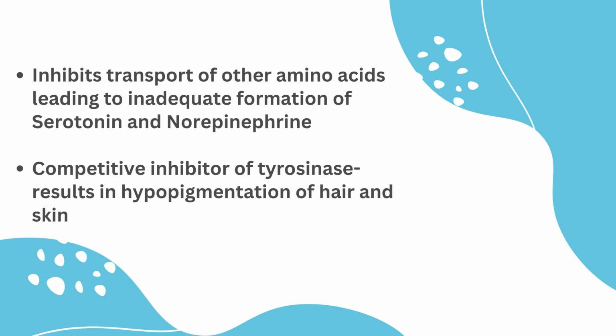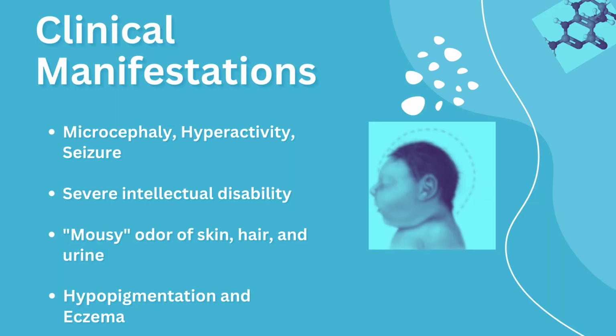hair and skin. Untreated children with classic phenylketonuria are normal at birth but fail to attain early developmental milestones, develop microcephaly, and demonstrate progressive impairment of cerebral function. Hyperactivity, seizures, and severe intellectual disability are major clinical problems later in life. EEG abnormalities, mousy odor of skin, hair, and urine due to phenylacetate accumulation, and a tendency to develop hypopigmentation compared to the family background, and eczema complete the devastating clinical picture.